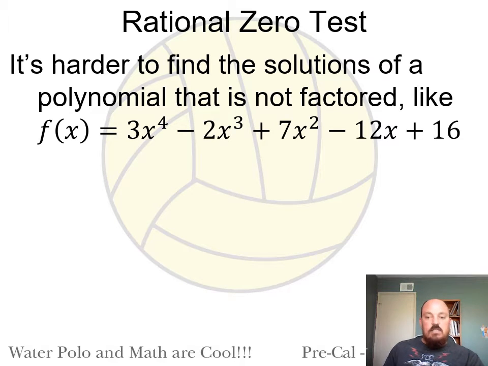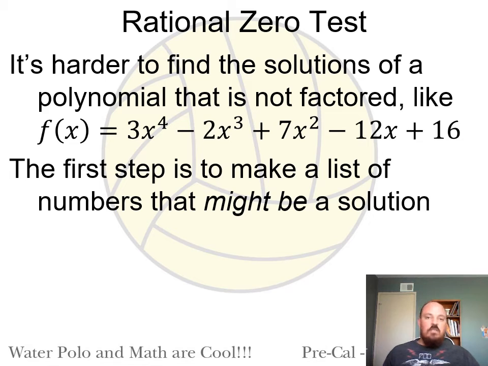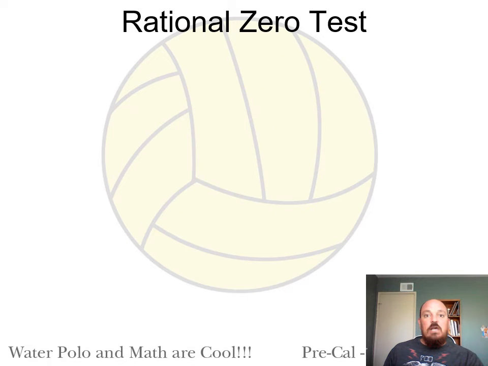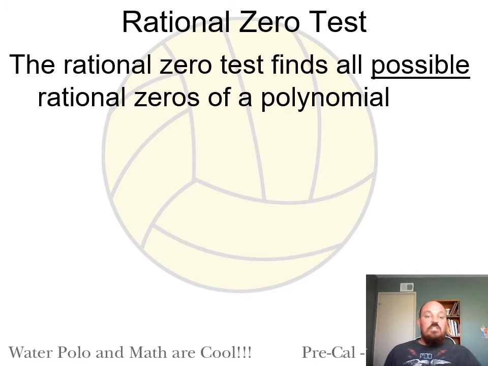So we're going to break this down into a few parts, this section. We're going to spend a little bit of time on it. And our main thing for the first part is we want to come up with a list of numbers that even might be a solution, before we know whether they are or not. And to do that, we're going to use what's called the rational zero test, which gives us a list of every possible rational number that even might be a solution to this polynomial.